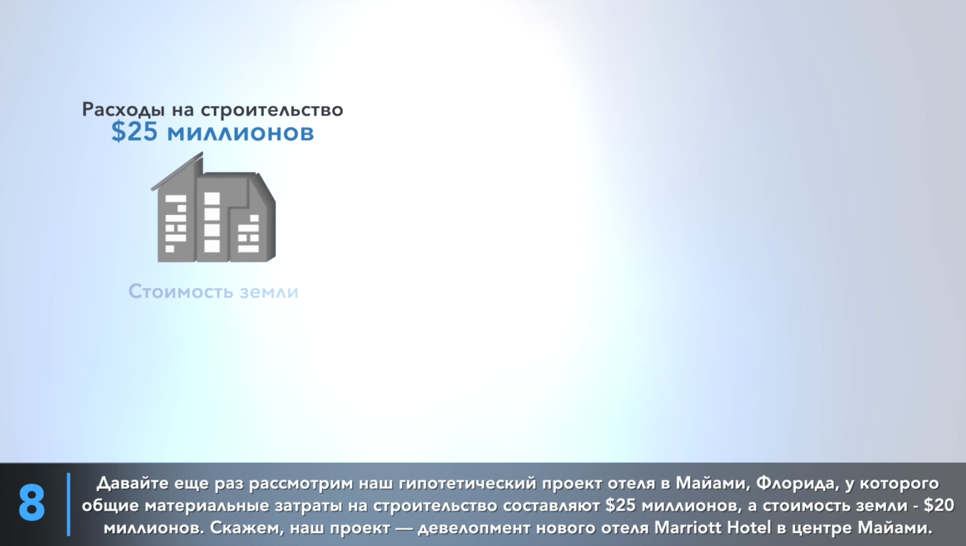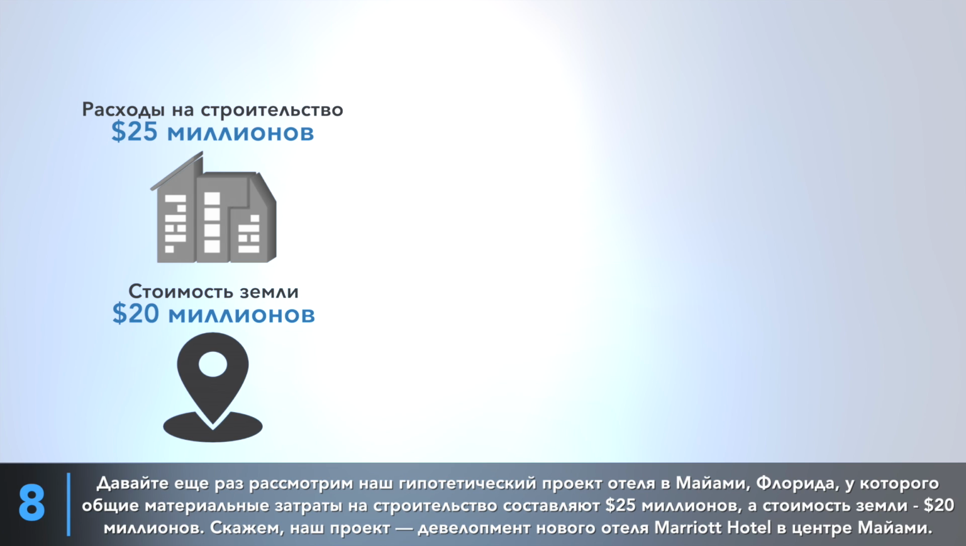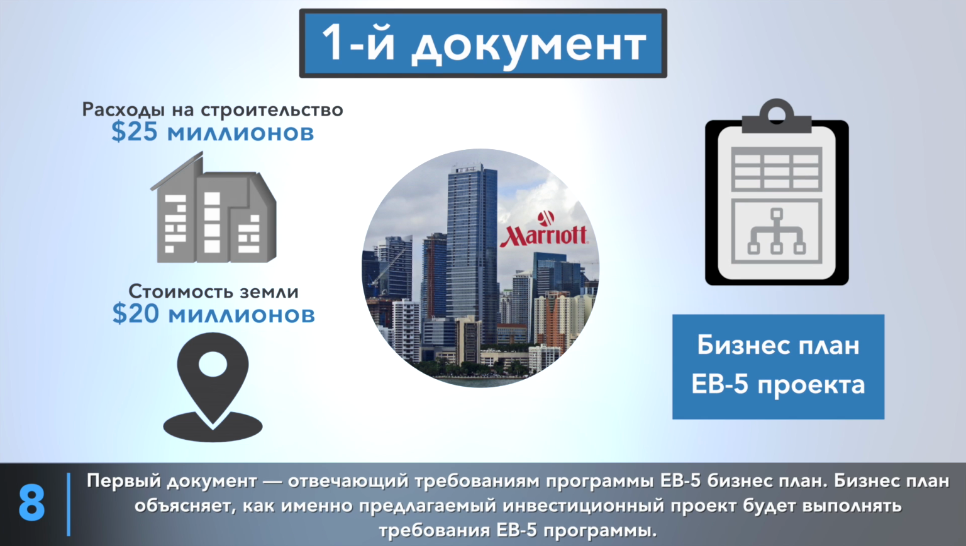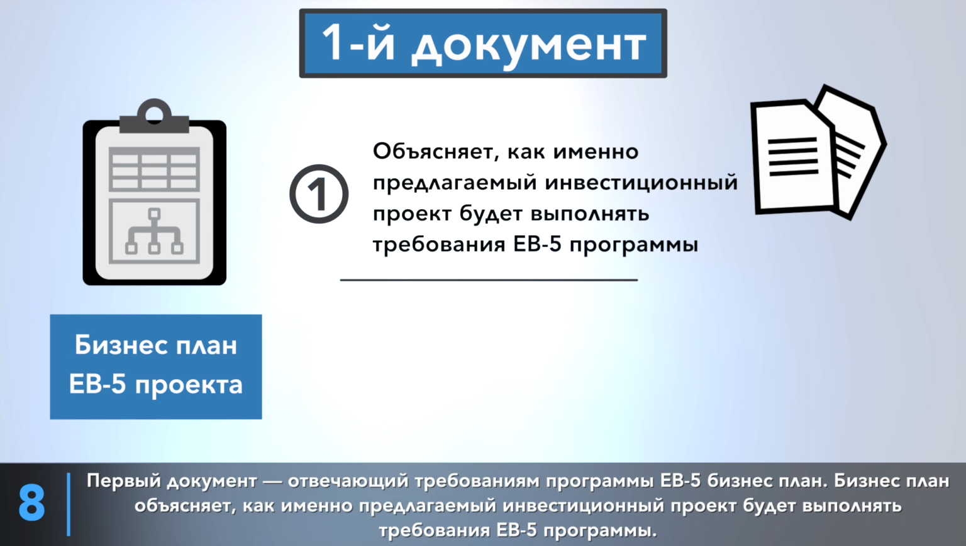Let's consider once more our hypothetical hotel project in Miami, Florida, with hard construction costs of $25 million and land cost of $20 million. Let's say the project is to develop a new Marriott hotel in downtown Miami. The first document is the EB-5 Matter of Ho compliant business plan. The business plan explains exactly how the proposed investment meets the criteria of the EB-5 program.